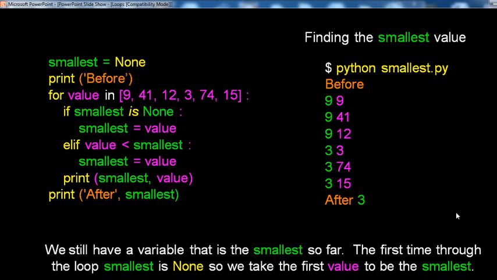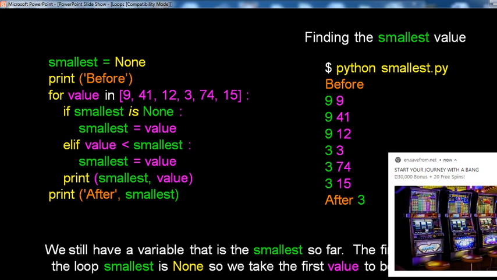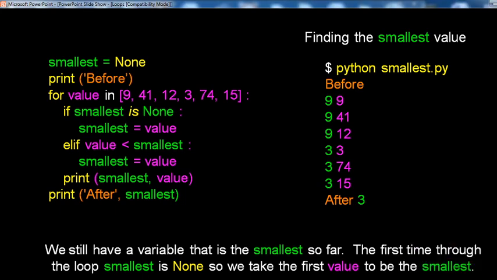What have you seen here? Some of this was a logical outline of how to do it, but here is the actual program. Smallest is None, print before, for value in 9, 41, 12, 3, 74, 15: if smallest is None, smallest equals value; if value is less than smallest, smallest equals value; print smallest, value; print after, smallest. We keep a variable that is the smallest so far. The first time through the loop, smallest is None, so we take the first value to be the smallest.